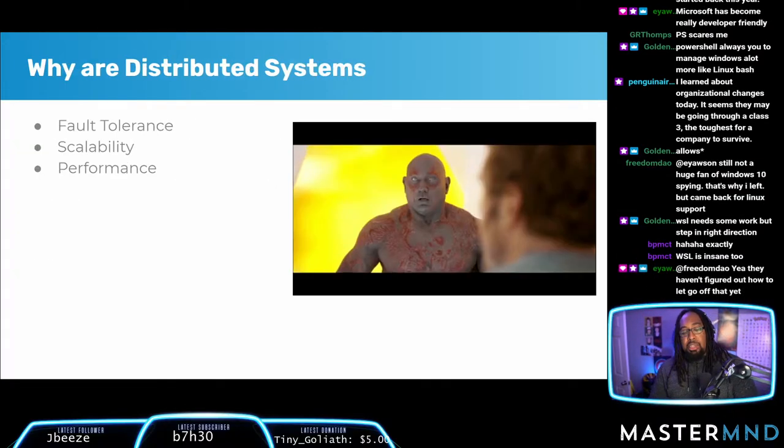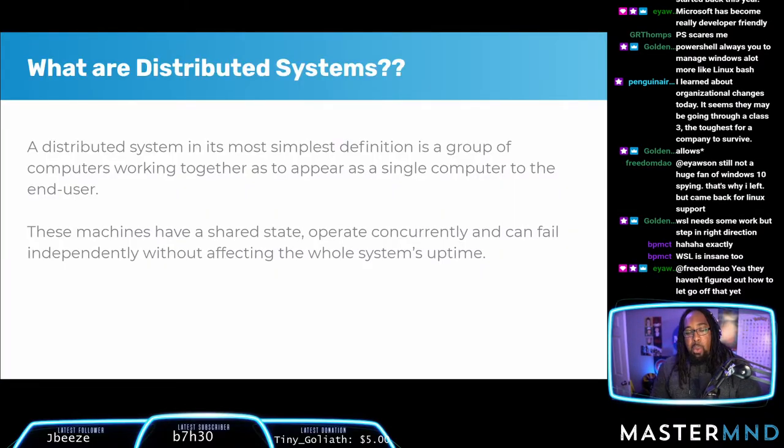All right, so distributed systems. Let's talk about those. What is it? A distributed system, in its simplest definition, is a group of computers working together so as to appear as a single computer to the end user. That's all I want you to know for now, for what this course is. We're going to talk about the rest of the stuff, but if you can get that concept under your belt, that's it. It's a group of networked computers.